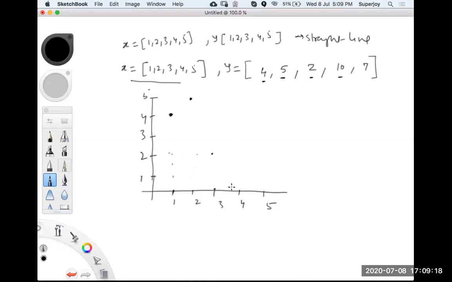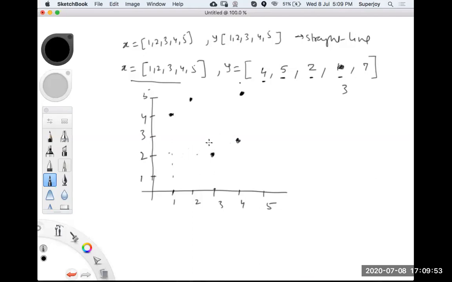When X is 4, Y is equal to 10. That went too high, so maybe let's change it. We can make it something like 3. So when X is 4, Y is 3, and this is the point. And when X is 5, your Y is 7, so somewhere here it may be, we can place it here. So these are points, guys, couple of points, 5 points.